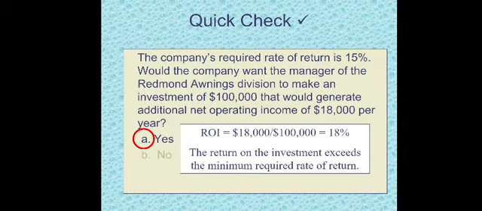Okay, if RI is used, and then the answer is here, the required rate of return is 15%. If the required rate of return is 15%, then the ROI is 18,000 divided by 100,000. The return on investment exceeds the minimum required rate of return. Okay.